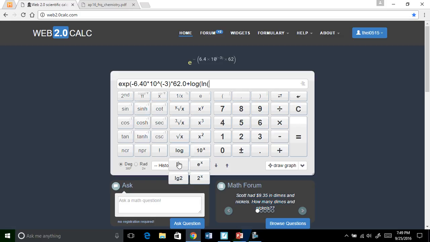the ln. Sorry about this, I'm not so good with this calculator. Okay, backspace, backspace. I need the natural log, which is here, of 0.0314, I believe, and close that.